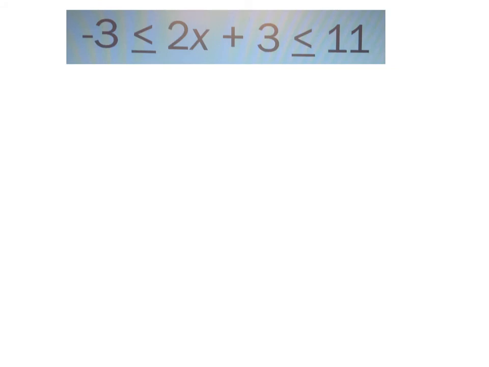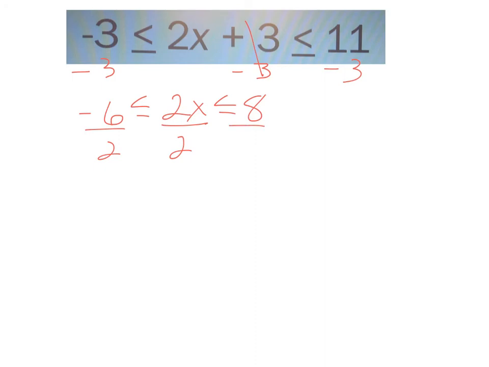This next example is going to take multi-step. If I look at what I have inside, I've got 2x plus 3, and so I'm going to do my order of operations backwards. That tells me I have to get rid of this plus 3 first. So I'm going to minus 3 from all 3 sides. That gives me negative 6 less than or equal to 2x less than or equal to 8. Then I need to divide by 2. I would get negative 3 less than or equal to x less than or equal to 4.